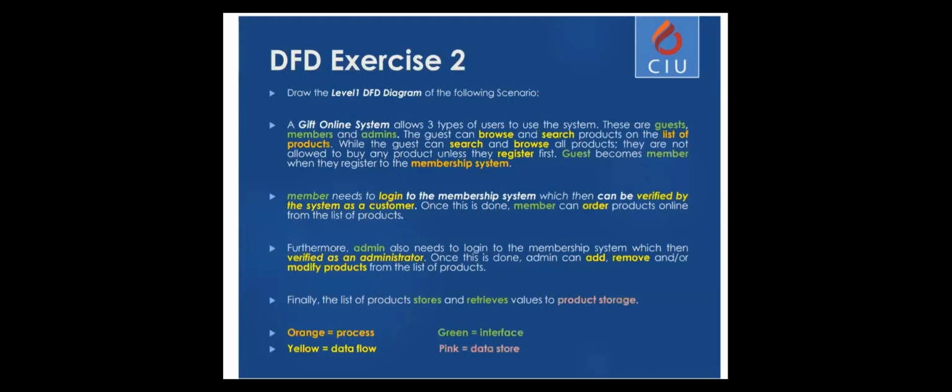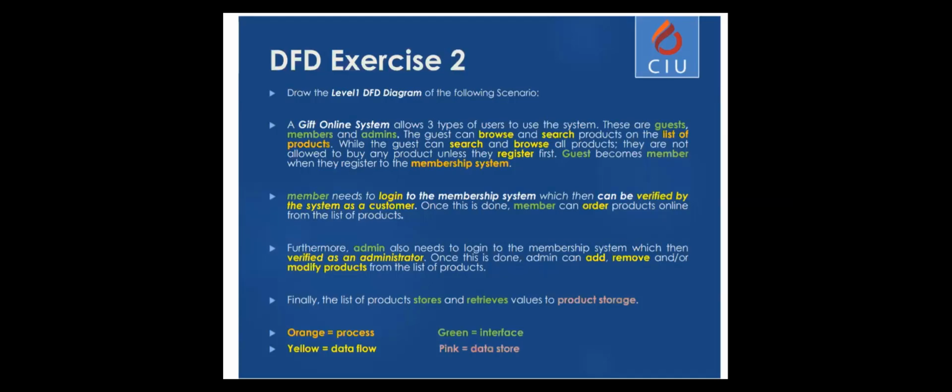Once this is done, the member can basically order products online, in this case gifts, from the product list. Furthermore, admin also needs to log into the membership system using the same interface, but this time they are verified as the administrator. Once this is done, admin can add, remove, and or modify products from the products list. Finally, the list of products stores and retrieves values of the product storage. So basically, the product storage is the data store.